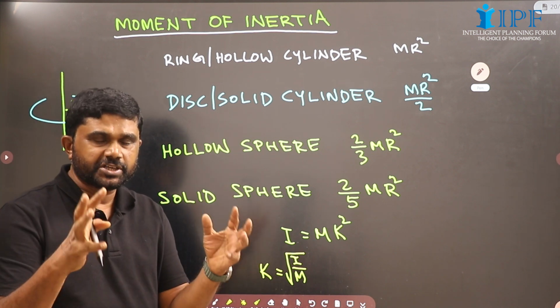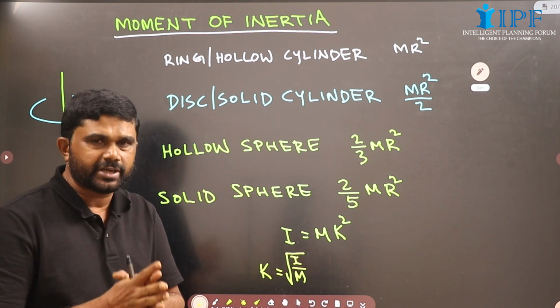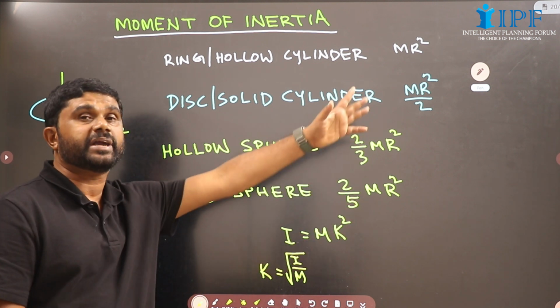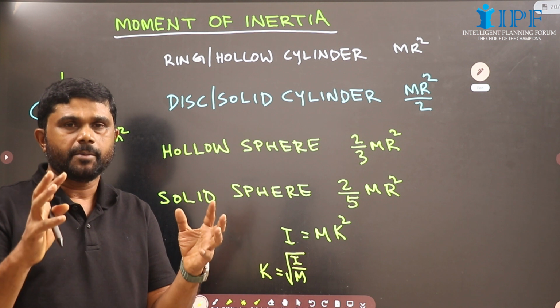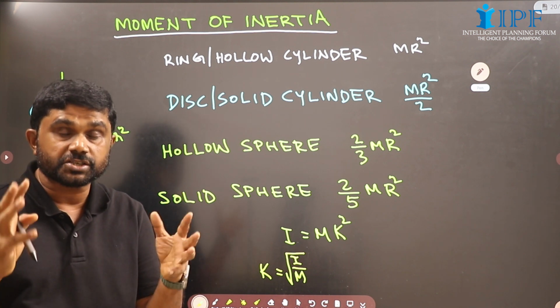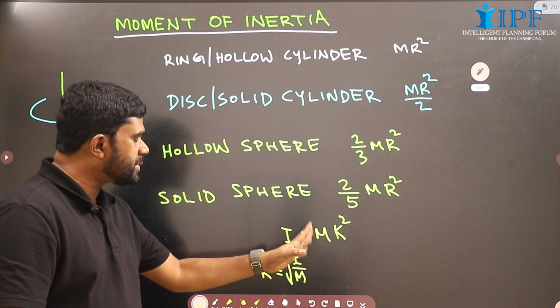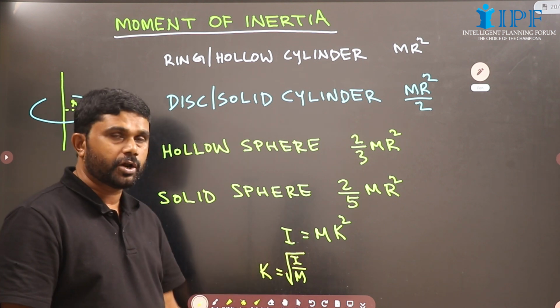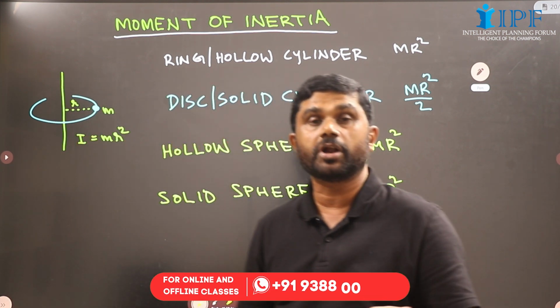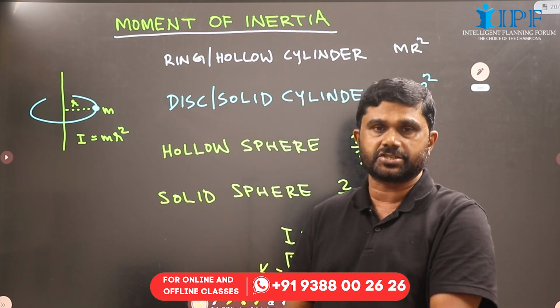Now see, the moment of inertia of any body can be represented as I equal to mk square, where m is the mass and k is called the radius of gyration. If you express the moment of inertia of any body like this, then k equals under root I by m, and that k is called the radius of gyration.